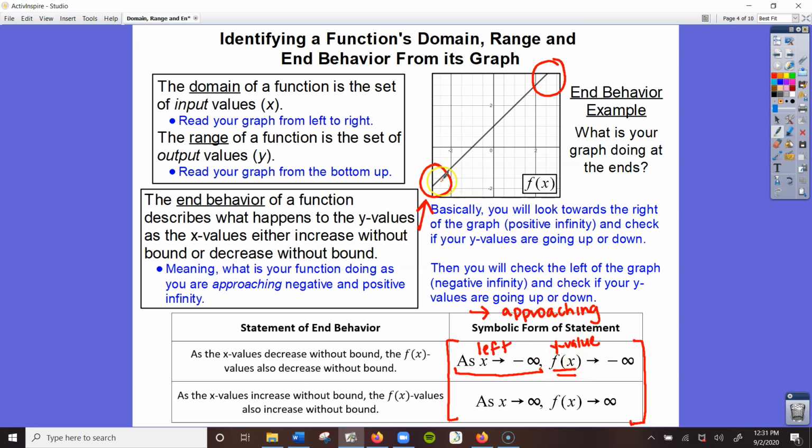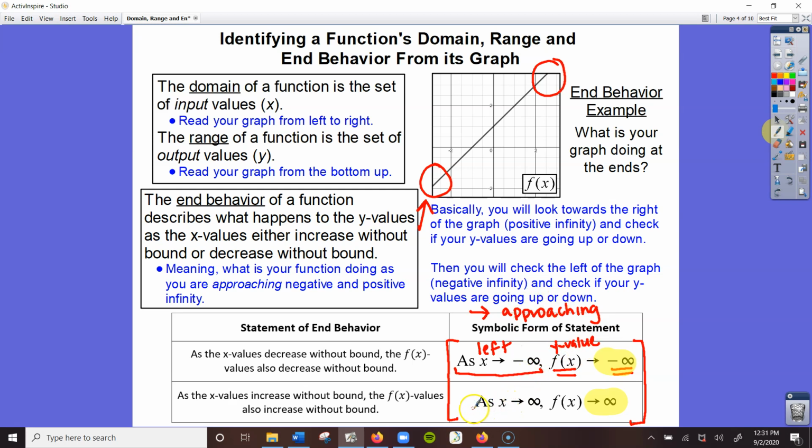If I look here on the left, the y values seem to be going down, and that's why it is negative infinity. So all of our end behavior statements start off in the same way. We're going to specify what side we're looking at, and then we write f of x is approaching, and then this is what you're actually filling in. So the only thing that you have to actually evaluate for is this part of the statement. Everything else is the same.